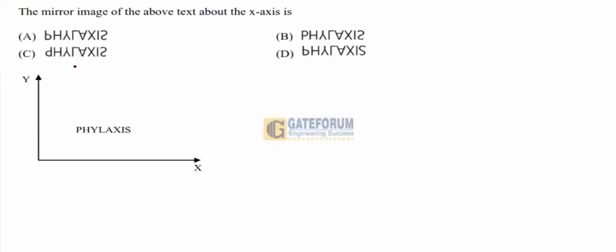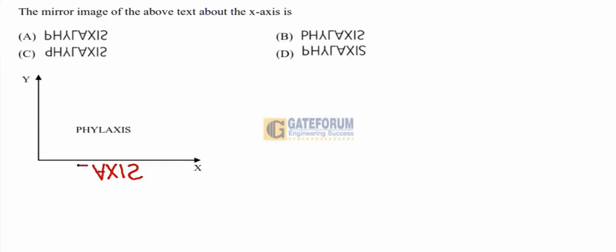So this is the second set. Let us carry on with this. The mirror image of the above text about the x-axis. So let us check it out. See, the mirror image of this S will be something like this. I will be this. X will also be this. A will also be this.